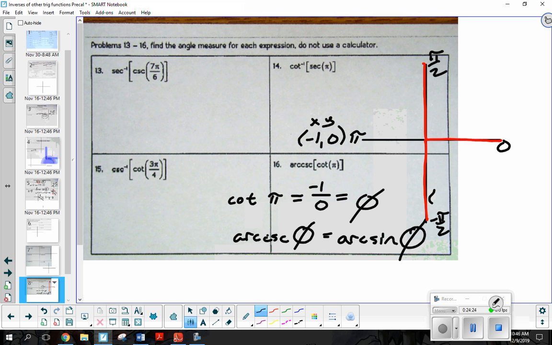At -pi/2, we have 0, -1. At 0, we have 1, 0. And at pi/2, we have 0, 1. Now, I'm trying to solve for sine, right? Arc sine. So that means I want the y over the r. Well, where am I going to get one where it is undefined?